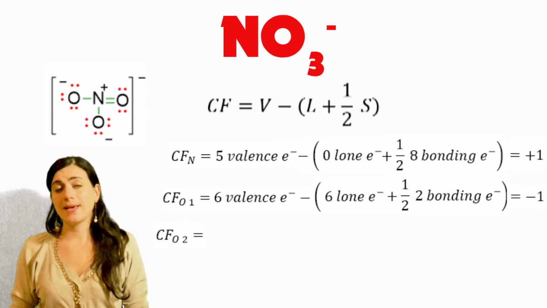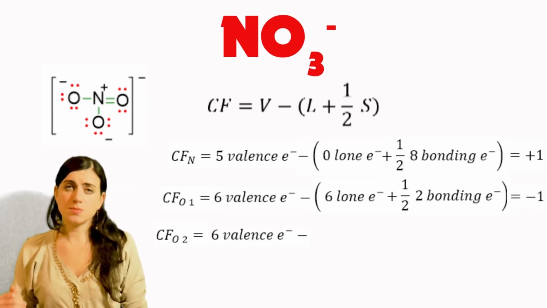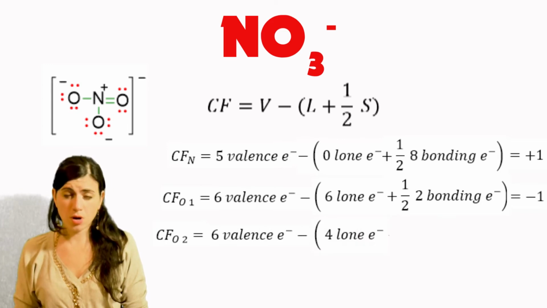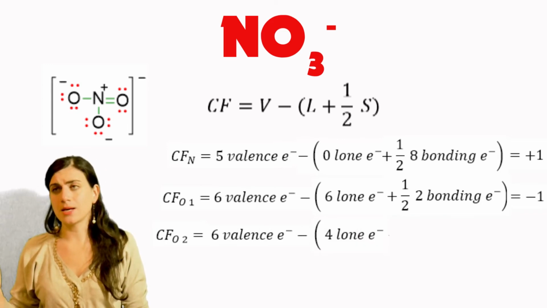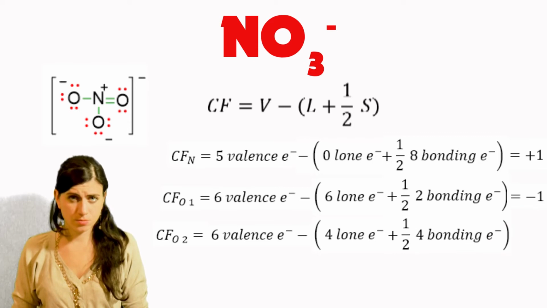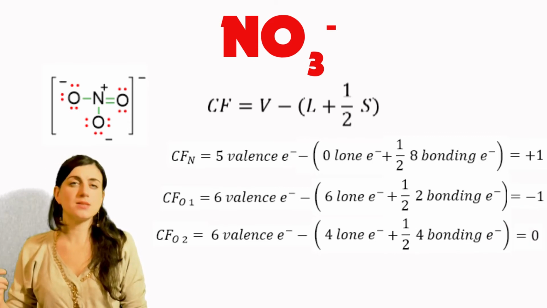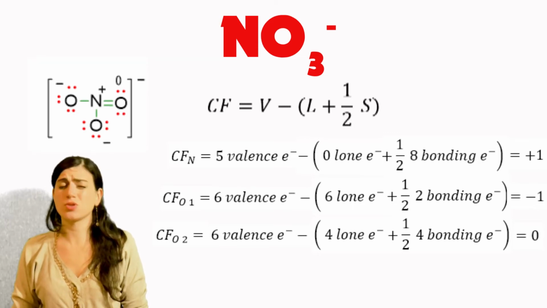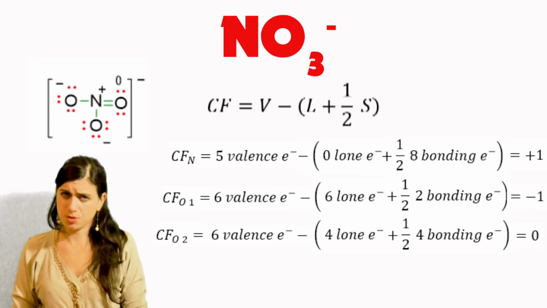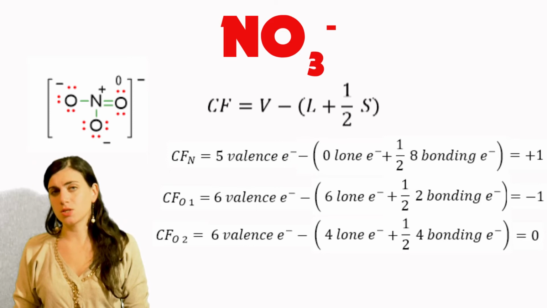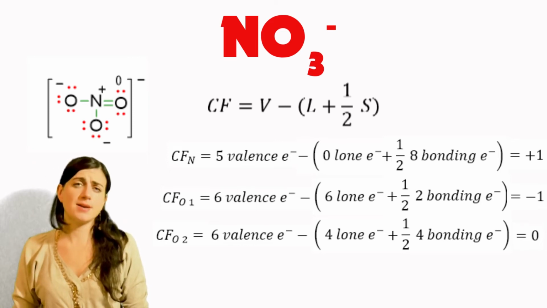We will have again 6 valence electrons minus, this time, 4 lone pair electrons minus half of 4. So it will be 6 minus 6, which is 0. So we can write 0 as the formal charge for this other oxygen. So those are the formal charges we can write in our nitrate ion.